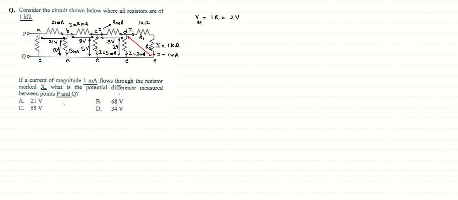The same potential difference will come across this resistance. So the potential difference between points P and Q is the same as between points A and E. That comes out to be equal to 34 volt, that is 21 plus 13. So the correct answer to this question will be option D. It's a simple ladder based question. So the potential difference that we have calculated between points P and Q is 34 volt.